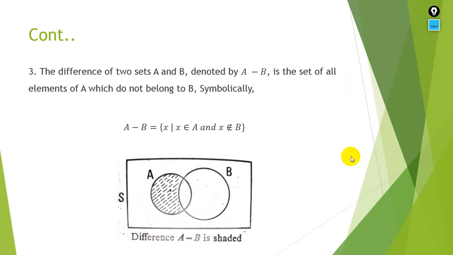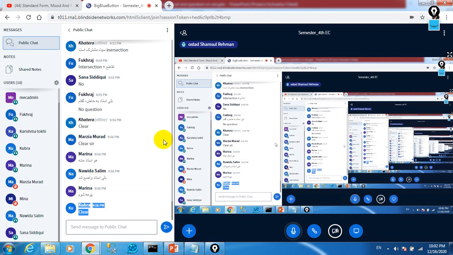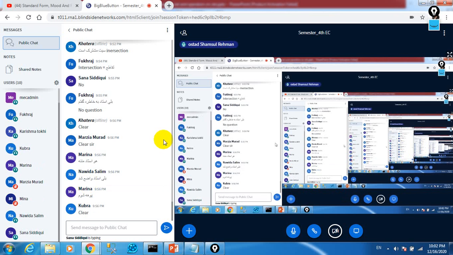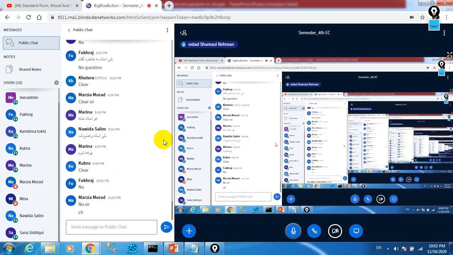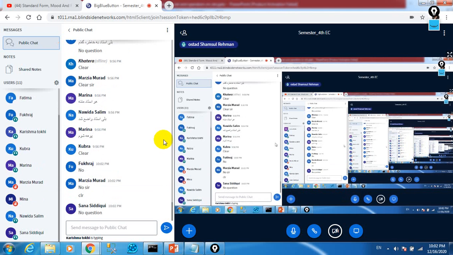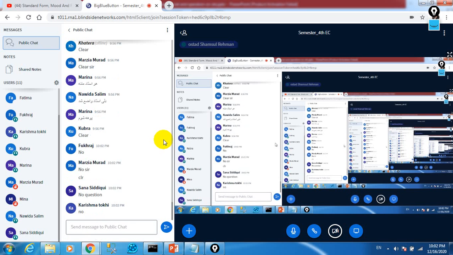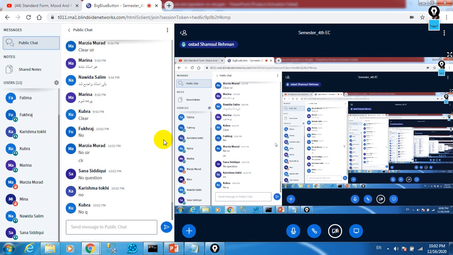So this is A minus B and B minus A. Any question related to this? Any question? No question? Clear? Okay, so now next what we have.